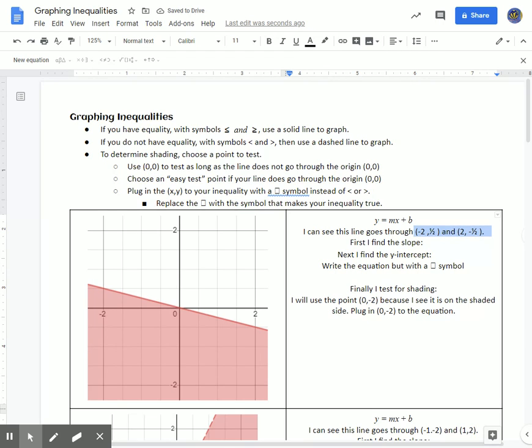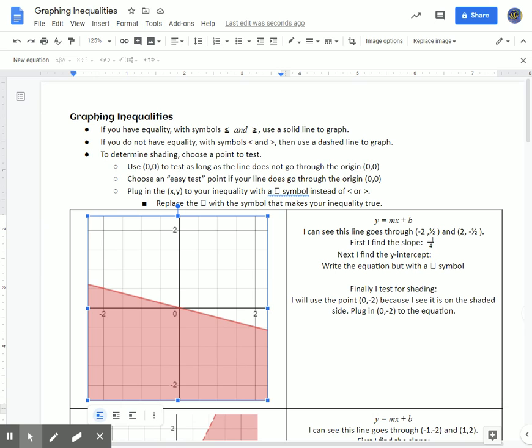So the first thing I need to do is find the slope in between them. The rise is going to be from +1/2 to -1/2, so my slope is going down 1. And then over, from here to here is 2, here to here is 2, so it's going over 4. So I'm going down 1 over 4. My slope is -1/4. Next, I look at the y-intercept, and it is the origin, 0, 0, right here.